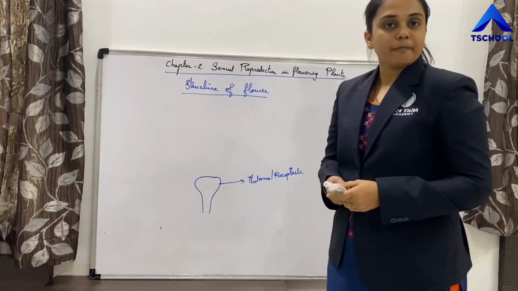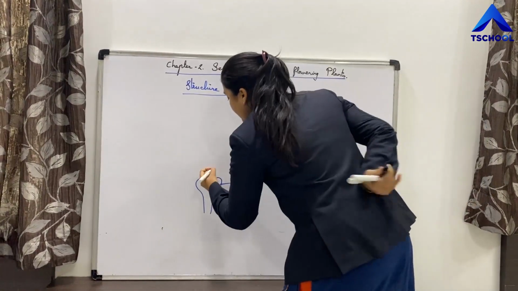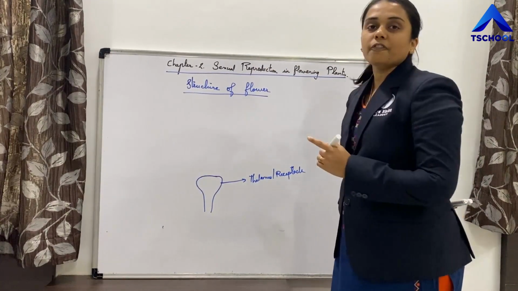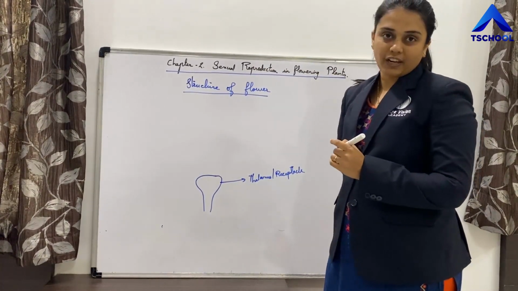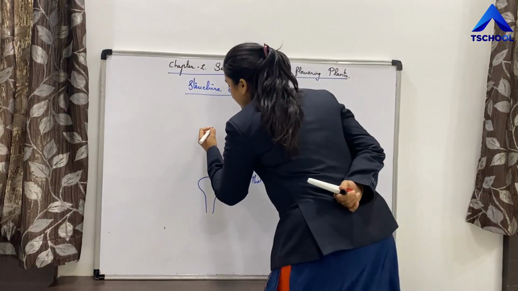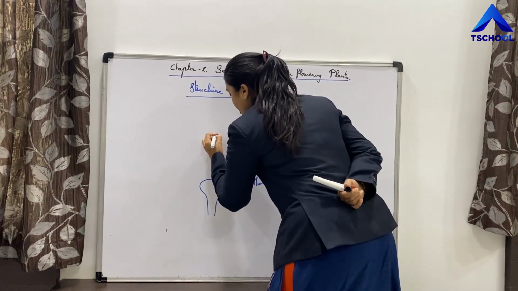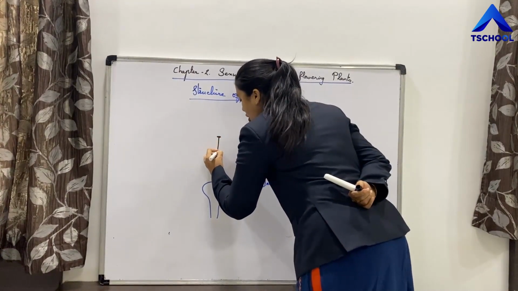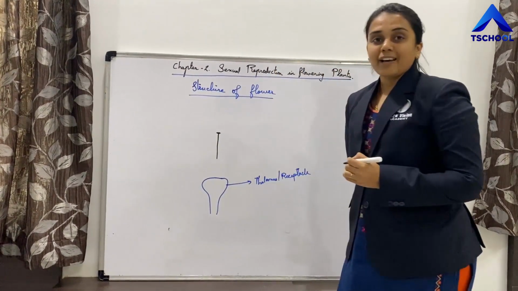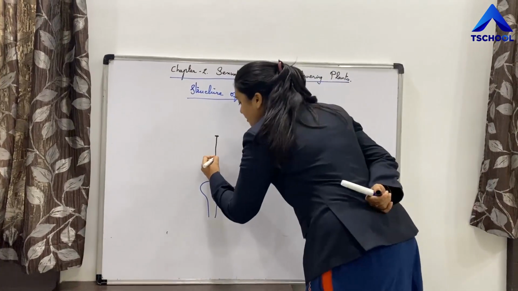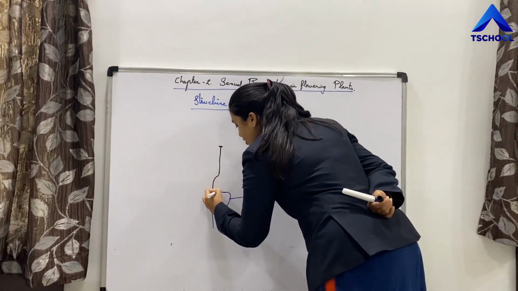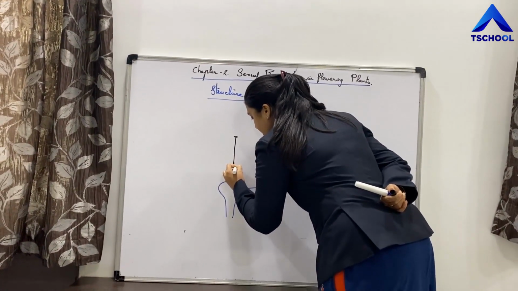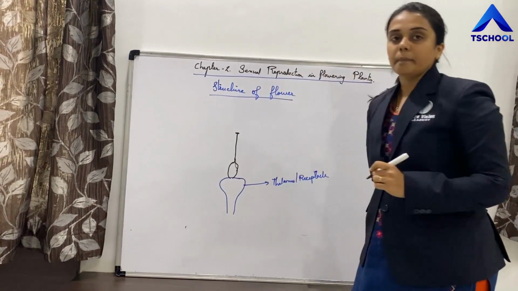Which are the parts of the flower? In the center there is the pistil. Pistil is a part of the female reproductive system of the flower. It consists of three parts: a bulb-like structure which is called the stigma, then a long, elongated, narrow style, and a swollen structure which is called the ovary. So these parts together form a pistil.